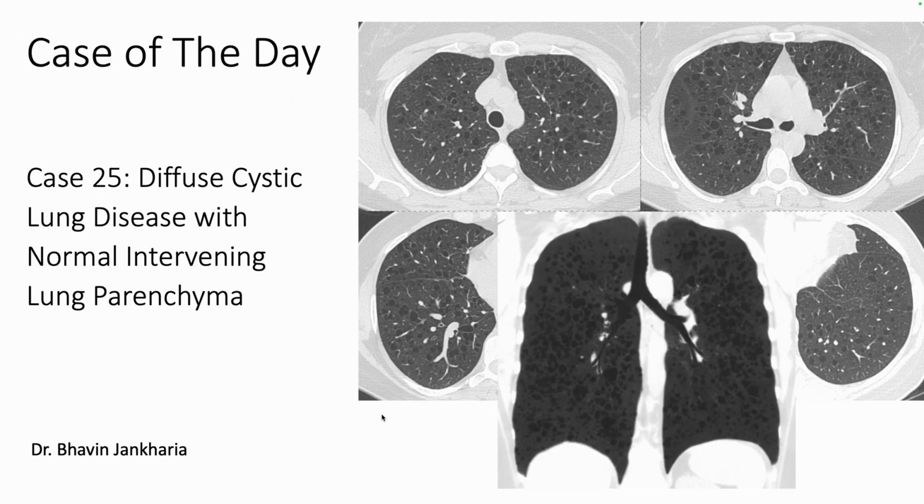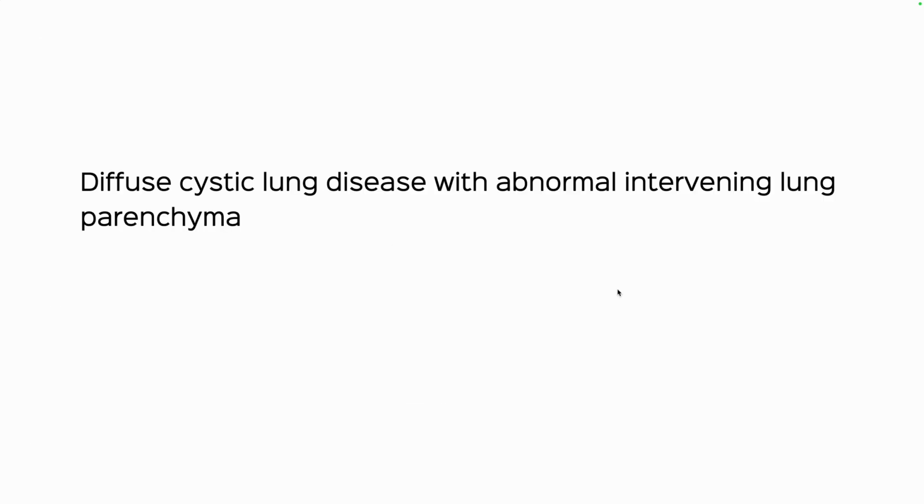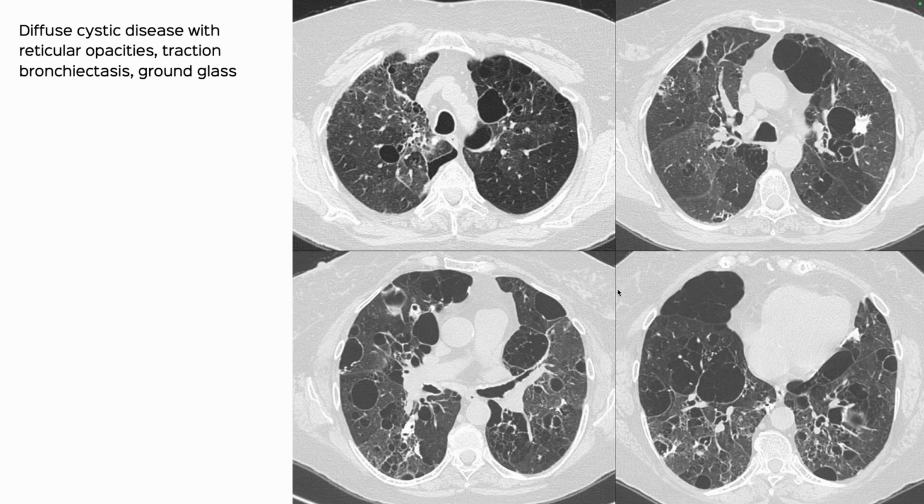And if you remember, about a few days ago, I did this post, and I'll put up the link at the end. And this was just about maybe 10 or 12 days ago. This patient had LAM. But our patient today has diffuse cystic lung disease with abnormal intervening lung parenchyma.